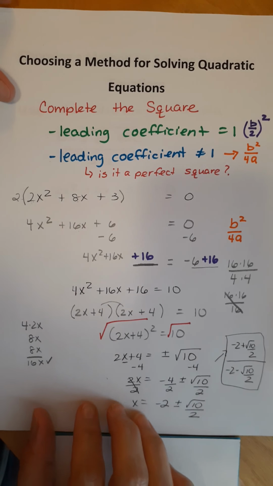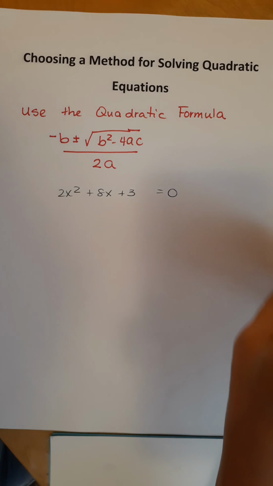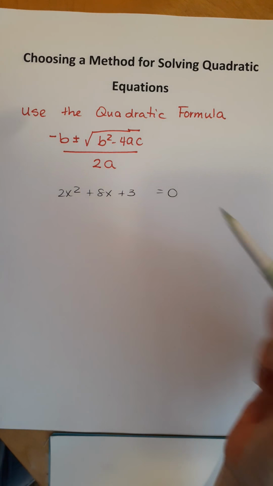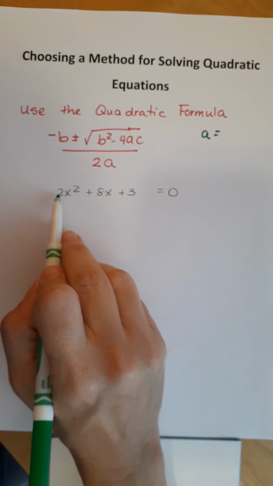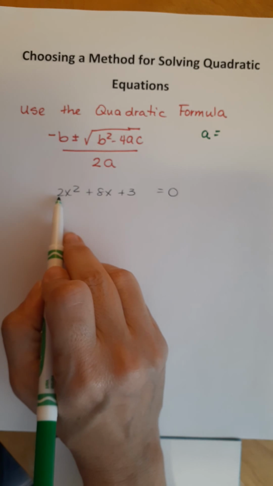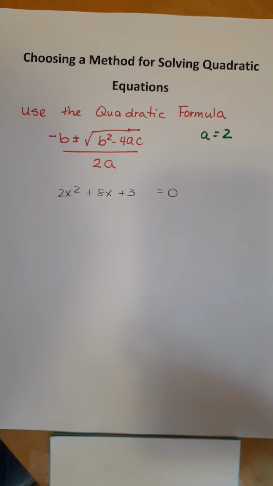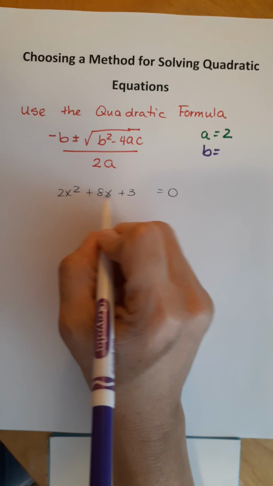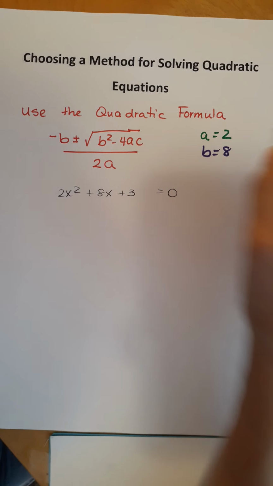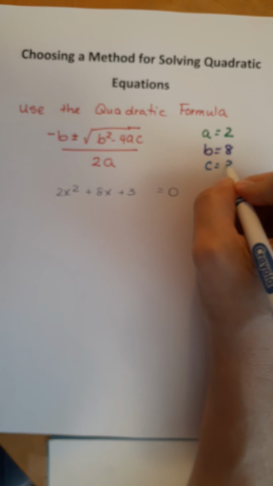All right, so let's go to the quadratic formula. Hopefully I didn't mess up, right? Okay, so for my quadratic formula, I need to figure out my a, my b, and my c. What's my a? That's the first number, the leading coefficient. A is 2. What's my b? The second term. What's my c? The constant, 3.